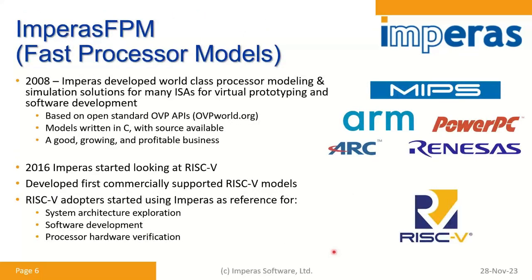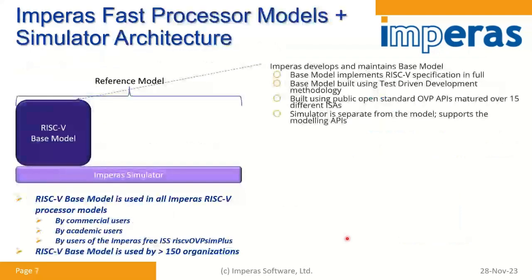Now, from an Imperas point of view, we've been building fast processor models for quite a while. We started off with MIPS and ARM and people like that. And in 2016, we started doing RISC-V, and our technology has been used for architecture exploration, software development, and also DV.